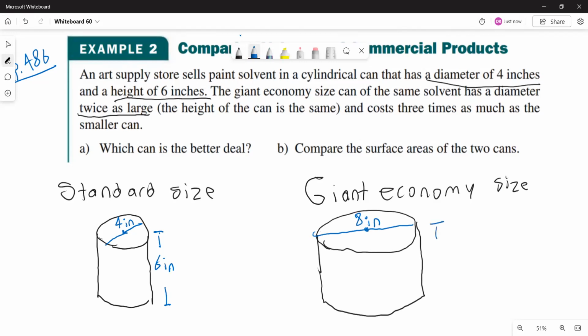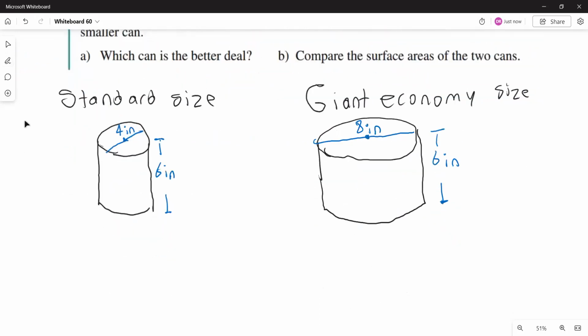And it's the same height. Okay, we're going to find which can is a better deal, knowing that the giant economy size costs 3 times more, or 3 times as much.